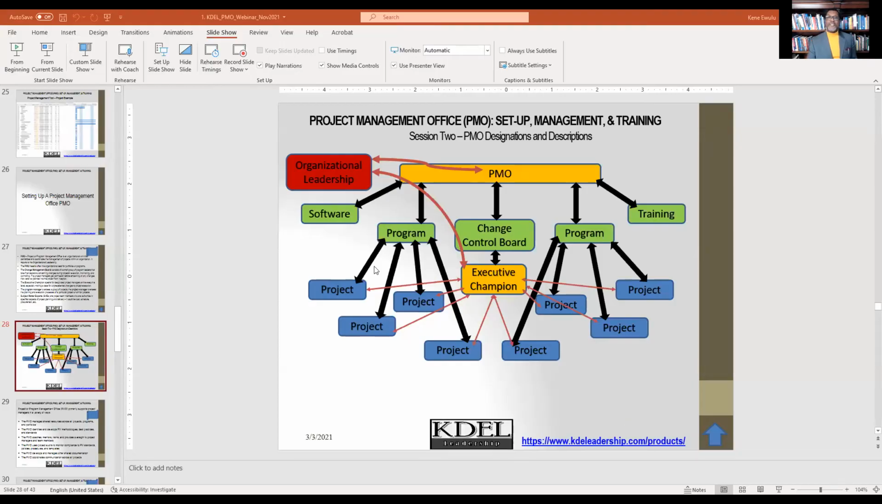Now, let me again show you what that looks like, because you need to see that to understand. These are the relationships between the PMO and the org leadership. The PMO here is the governing body. The change board reports to them, the program leads report to them. The training also, everything comes off of the PMO. But guess what? You see that the projects report to the programs, and the executive champion has a link to all the project managers and is able to take what they need and go and present it to the organizational leadership in case they need some money or they need some kind of assistance. They need executive leverage.